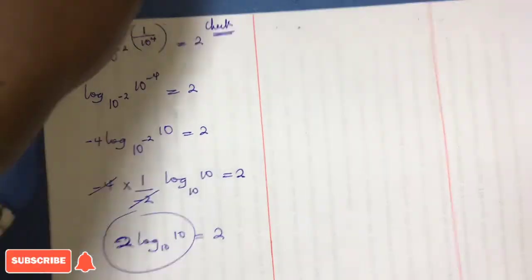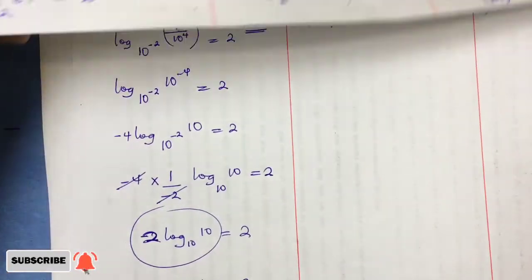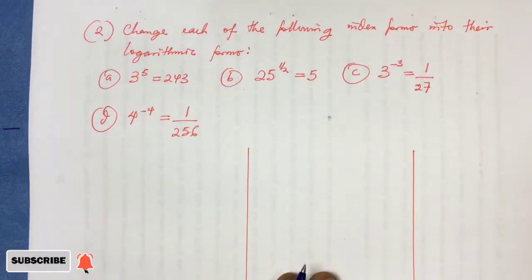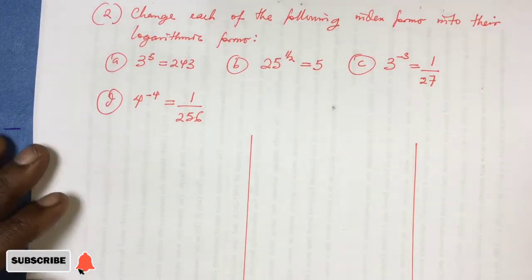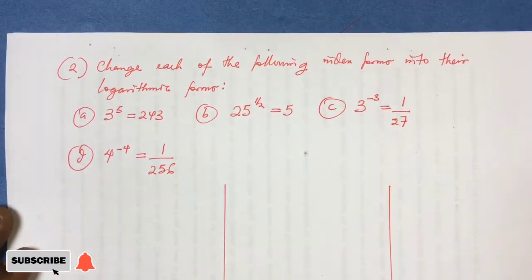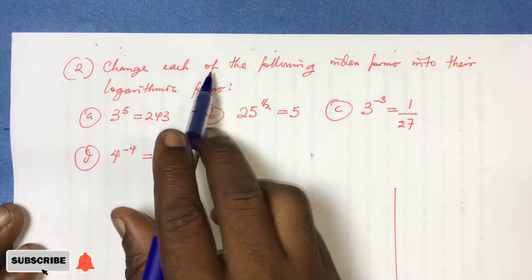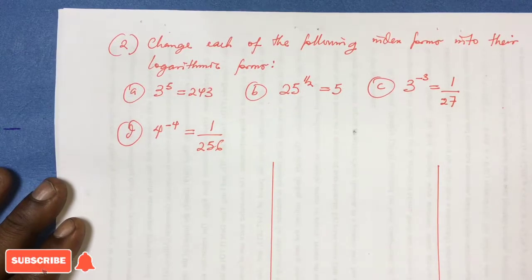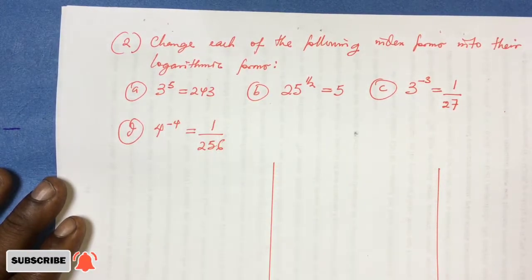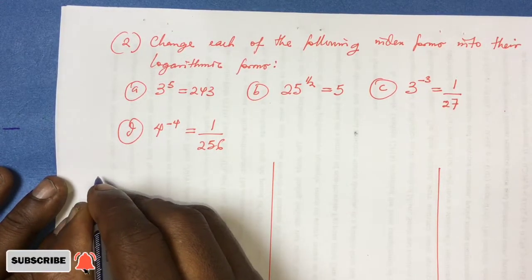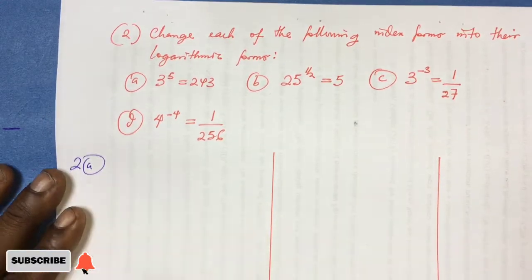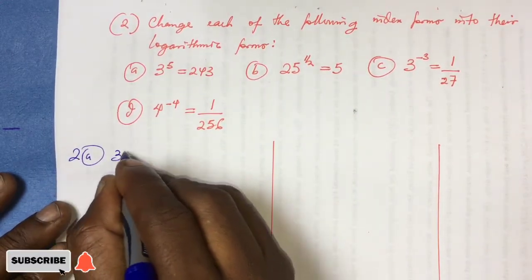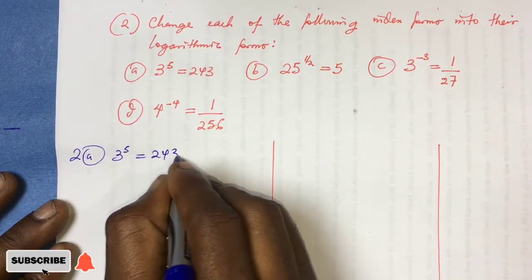Now, that being said, let us go to problem number 2. In problem number 2, we have: change each of the following index forms into their logarithmic forms. Again, we are to change each of these index forms into their logarithmic forms. And I'm going to start with 2A. In 2A, you have 3 raised to power 5 equals 243.